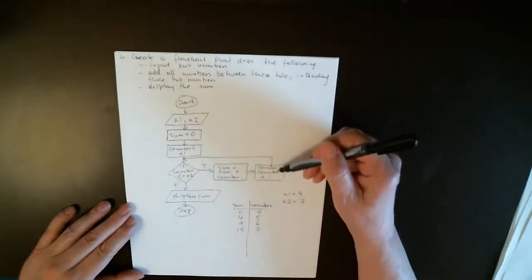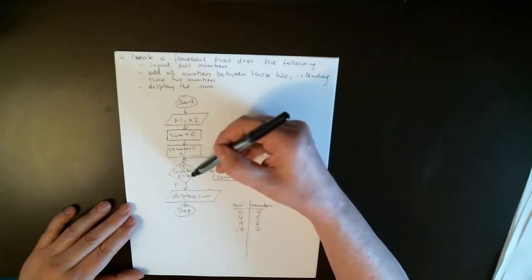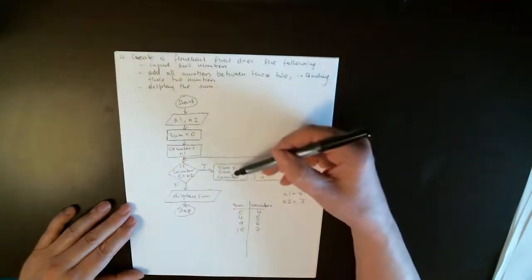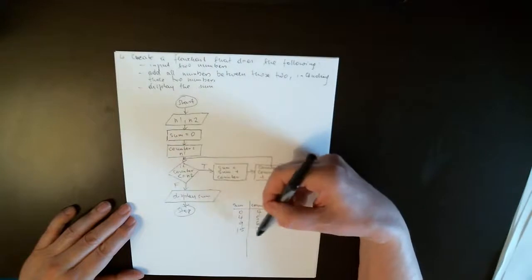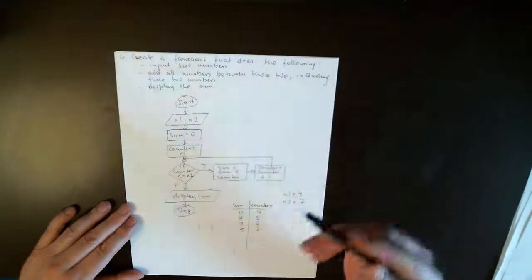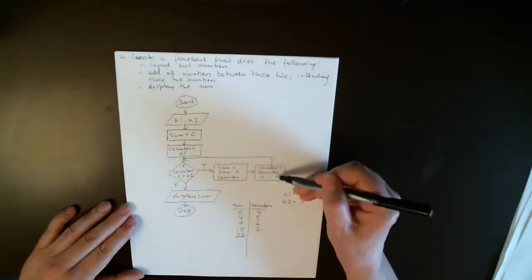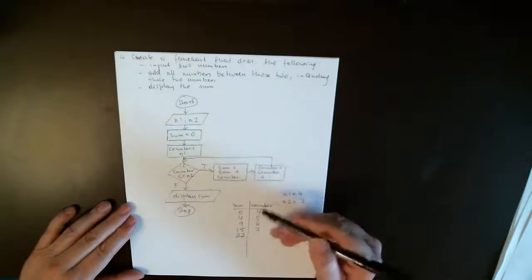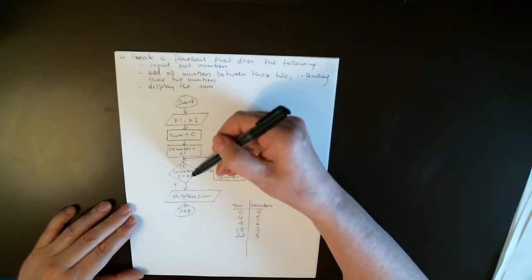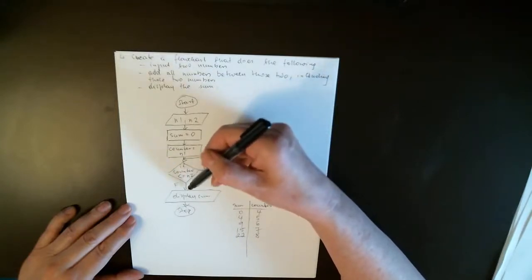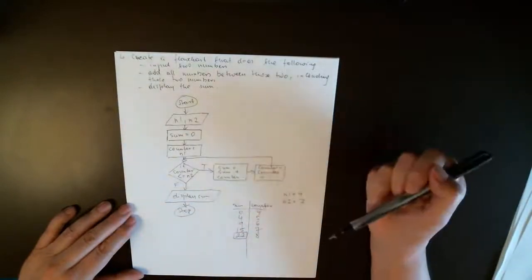Oh, 7, watch this. Is 7 less than or equal to 7? Well, 7 is equal to 7, so it's still true. So our new sum is equal to the old sum plus the counter. 15 and 7 is 22. And then our counter becomes 8. 7 plus 1 is 8. Let's go. Is 8 less than or equal to 7? No, which means we come out, and whatever we had in sum, that's exactly what we are going to display.